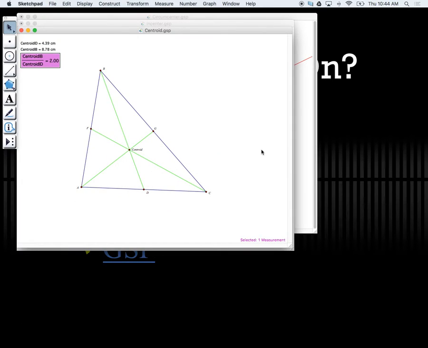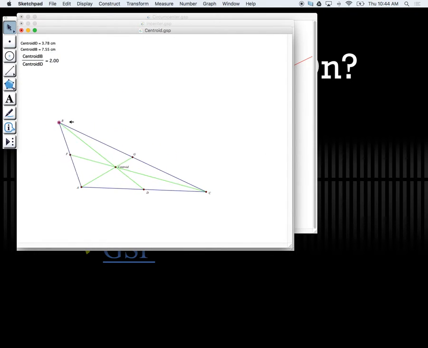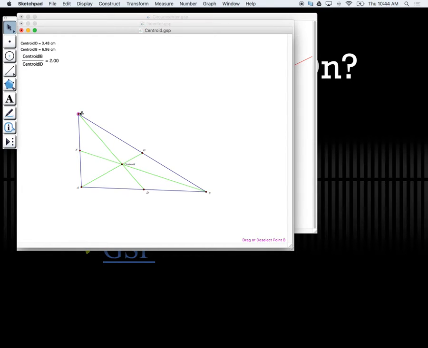They're all moving outside. Inside, inside, inside. Okay, can't get the centroid outside. Not real exciting. And the last one is even less exciting.